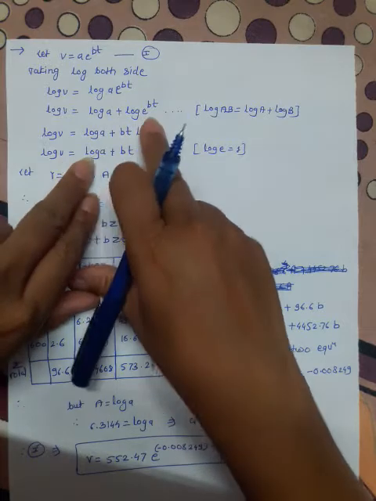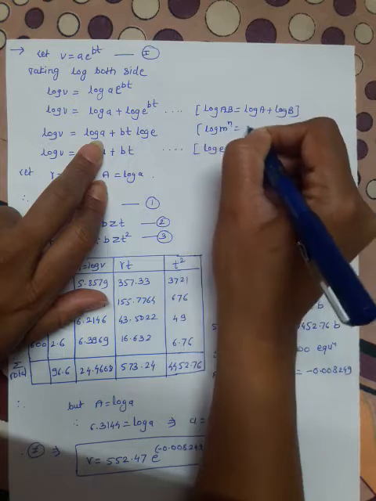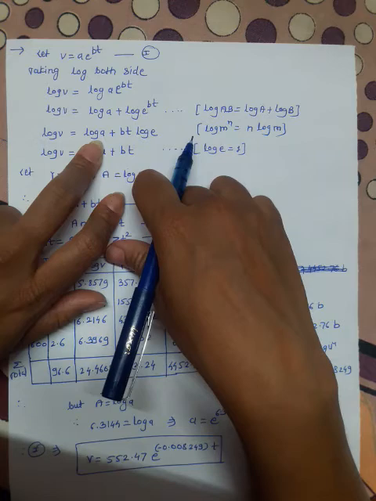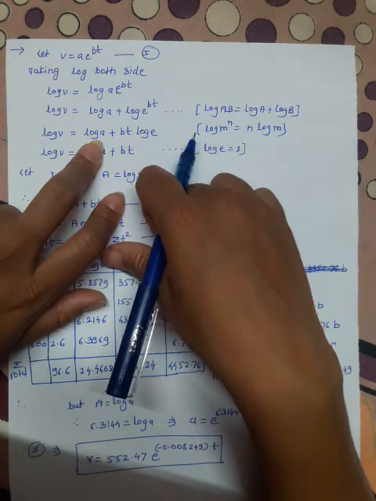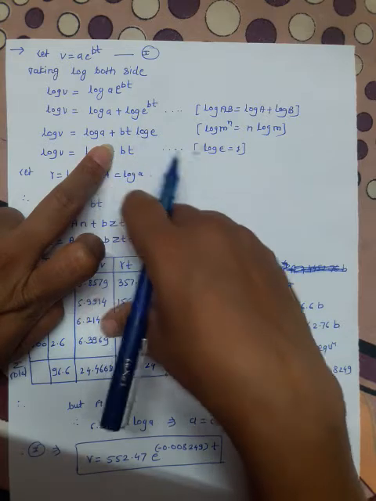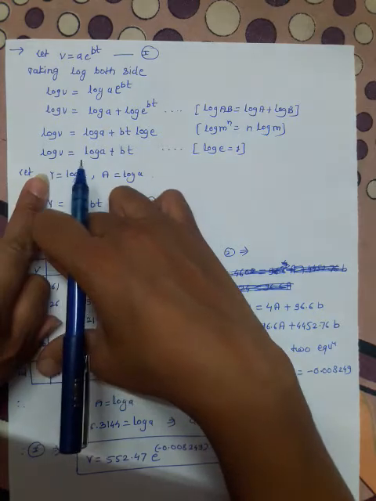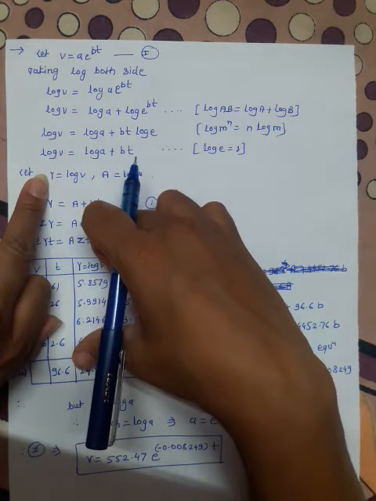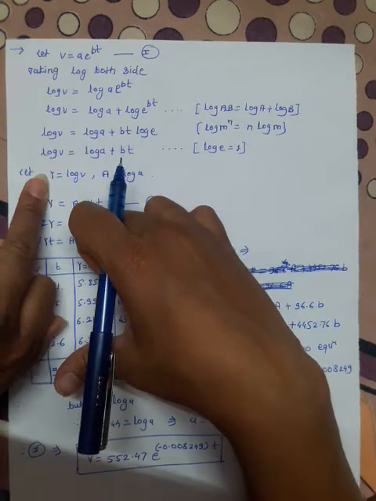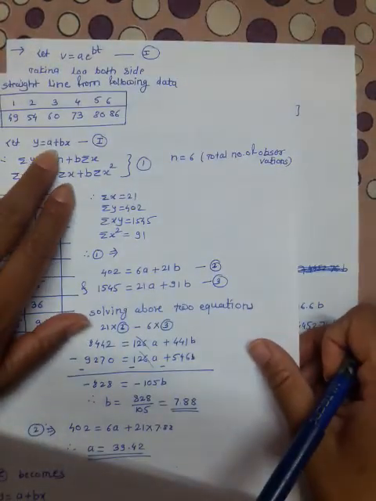Now again we know log m raised to n is n log m. This index comes before the log. That's why this index bt comes before log e. And we know the log e value is 1. That's why this equation becomes log v is equal to log a plus bt, where v is the variable, t is the variable, a and b are constants. Therefore this is our equation, like y is equal to a plus bx.